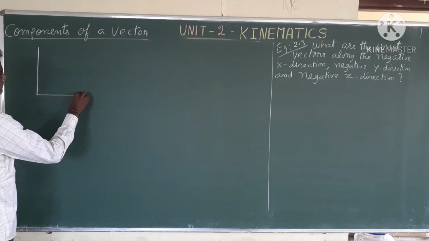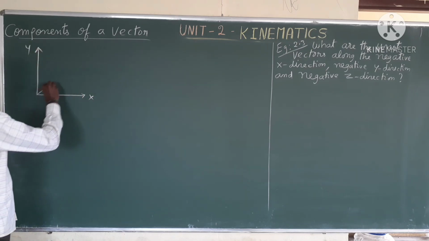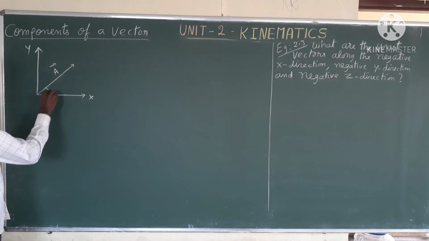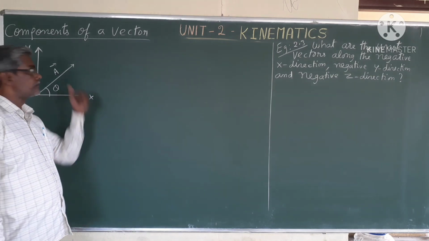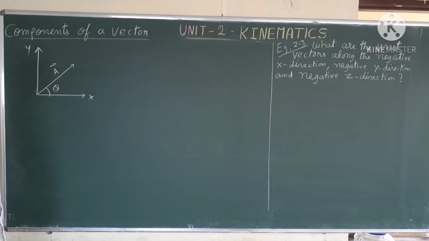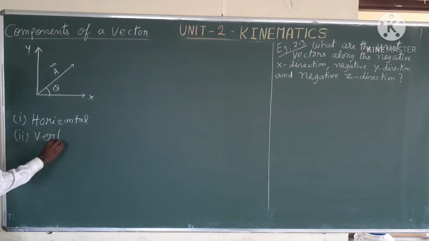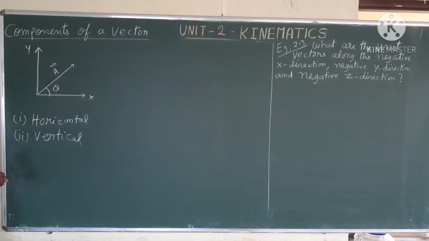Now suppose if a vector makes an angle theta with the x-axis and with y-axis, then there will be two components. One is horizontal component, the second one is vertical component. So this one is horizontal component, this one is vertical component.